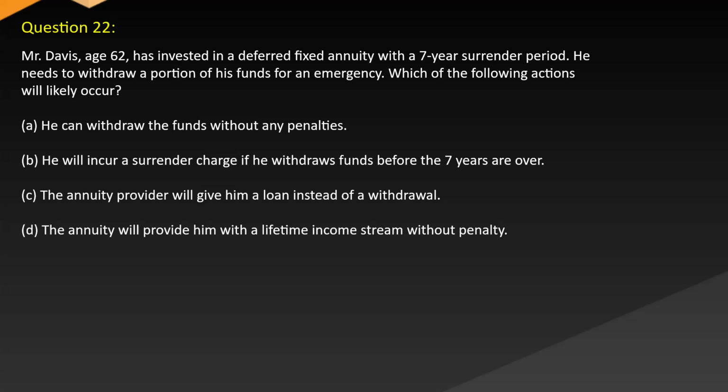Question 22. Mr. Davis, age 62, has invested in a deferred fixed annuity with a 7-year surrender period. He needs to withdraw a portion of his funds for an emergency. Which of the following actions will likely occur?